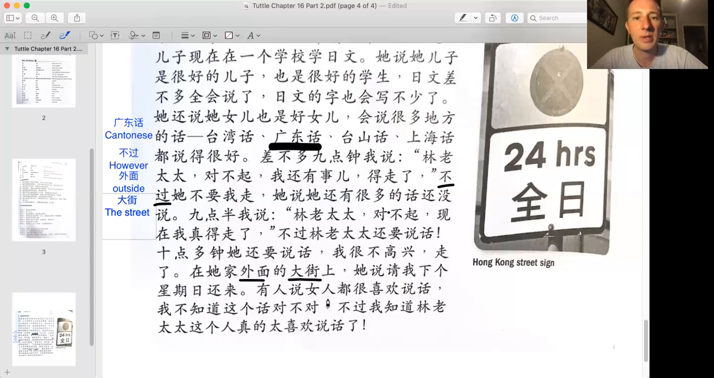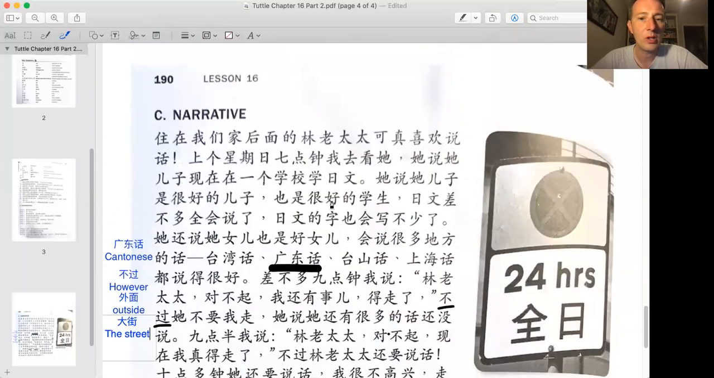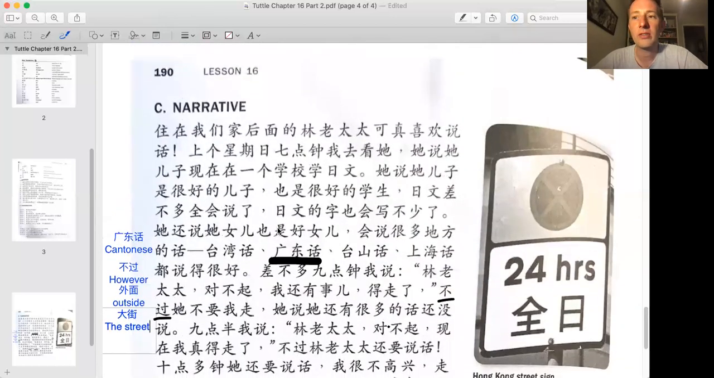有人说女人都很喜欢说话. Some people say women all love talking. 我不知道这个话对不对. I don't know if this statement is true or not. 不过, 我知道林太太这个人真的太喜欢说话了。However, I know Mrs. Lin, this person, really likes talking too much. So I'm just going to go from the top, read it all in Chinese, and then try to translate it.